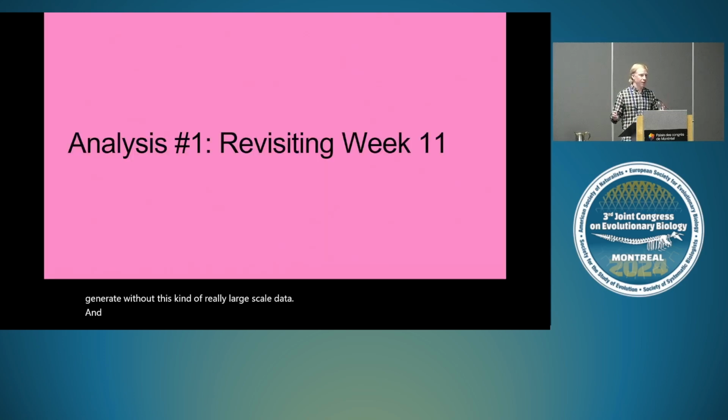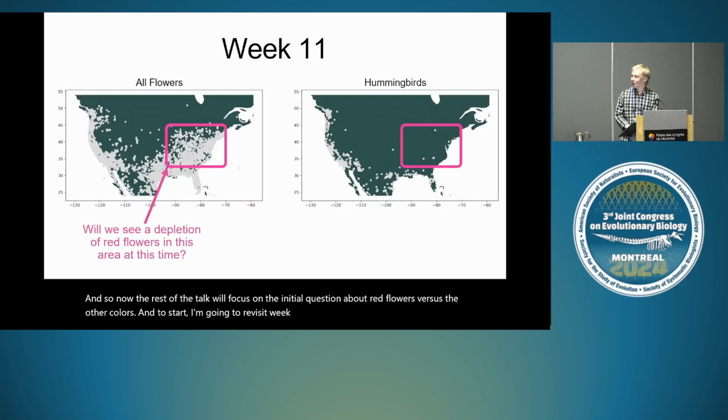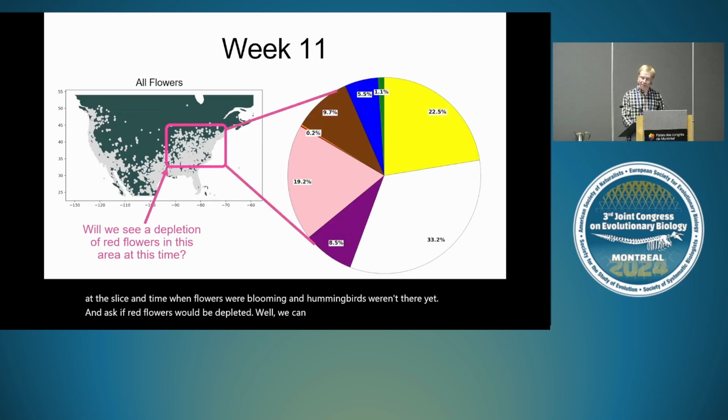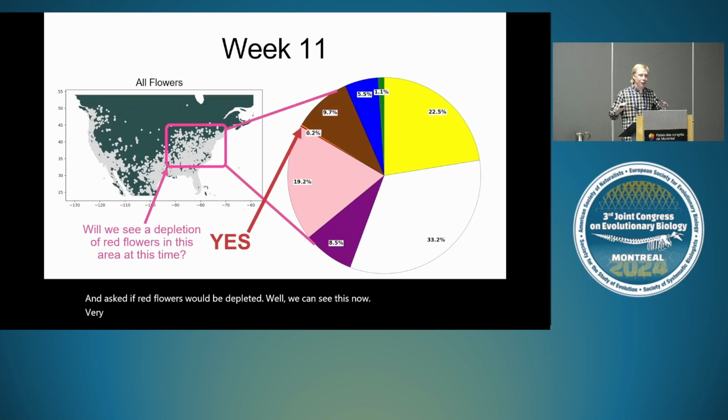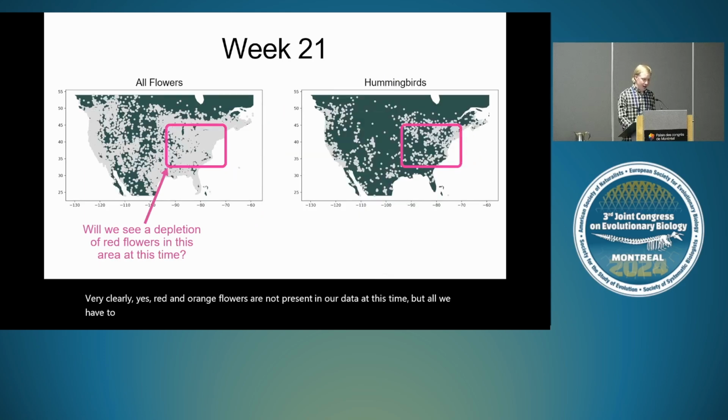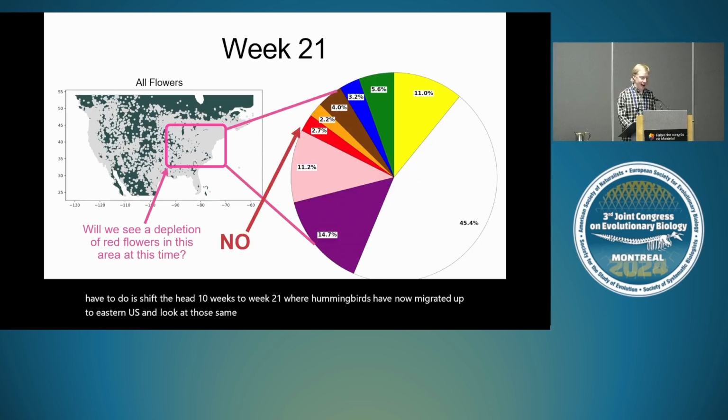And so now the rest of the talk will focus on the initial question about red flowers versus the other colors. To start, I'm going to revisit week 11, where you might remember we looked at the slice in time when flowers were blooming and hummingbirds weren't there yet, and asked if red flowers would be depleted. Well, we can see this now. Very clearly, yes, red and orange flowers are not present in our data at this time. But all we have to do is shift ahead 10 weeks to week 21, where hummingbirds have now migrated up the eastern US, and look at those same frequencies, and we can see that red flowers are no longer depleted. We actually see them present in roughly equal proportion to their overall frequency in the data set.